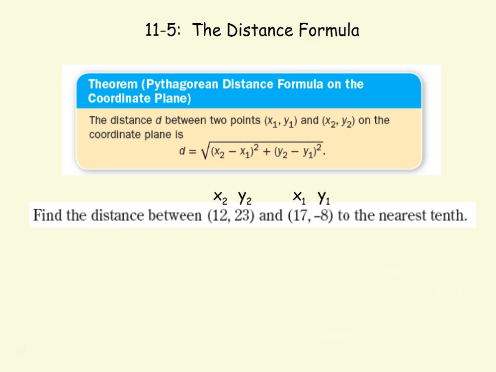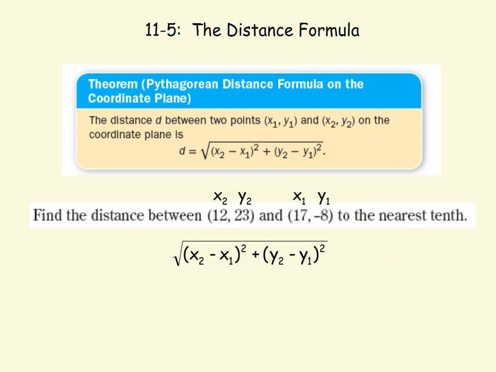We have our x1 and y1 and our x2 and y2. And you'll notice that I called 17 x1, and therefore negative 8 is y1, and therefore 12 is x2, and 23 is y2. I could easily switch these around. If I wanted to call 12 x1, then I'd have to call 23 y1, and then I could call 17 x2 and negative 8 y2. So these can be swapped around, but we always want to make sure that whatever we call x1, it goes with y1 in that same ordered pair. So we have these, and now all we're going to do is just plug them into the distance formula.